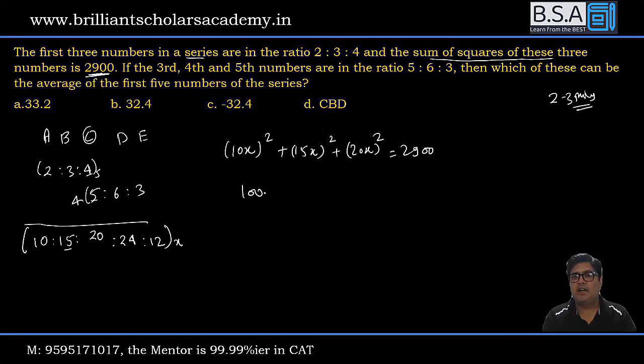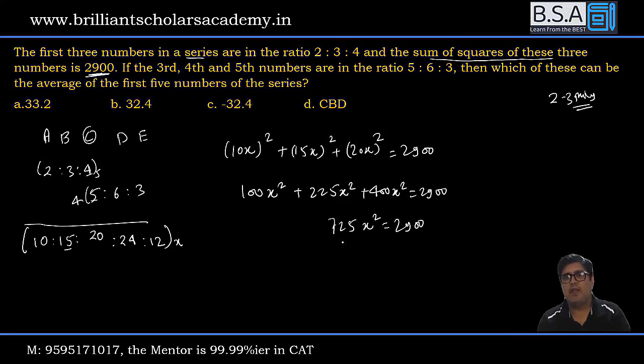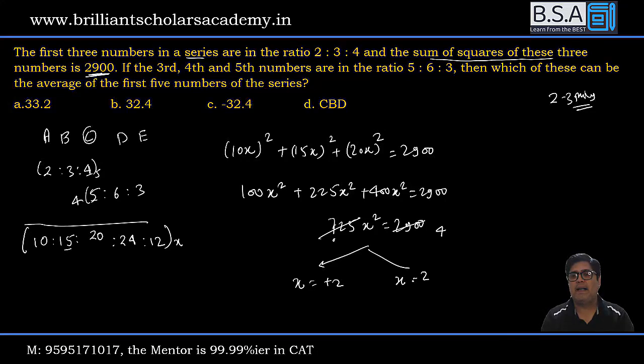This is 100 x square, 225 x square, 400 x square, 2900. This becomes 725 x square is equal to 2900. Now what multiple of 700 will get close to 2900? 4 times. So you can simply calculate and cross off: x square is equal to 4. Here's a small twist. x could be either plus 2 or x could be minus 2.